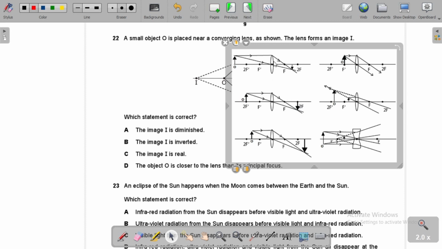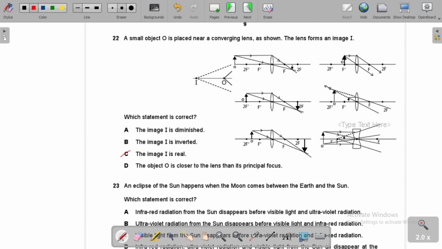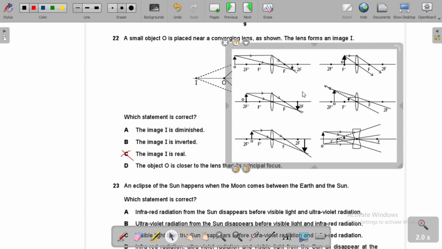Here the image is real and inverted. Here the image is real. Here the image is real. Now here the image is inverted. In fact, wherever we have images real here, we need to cancel it because the image is actually not real from what we have there. Okay, let's continue.